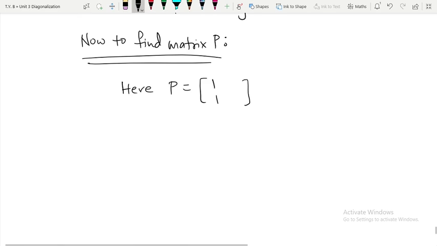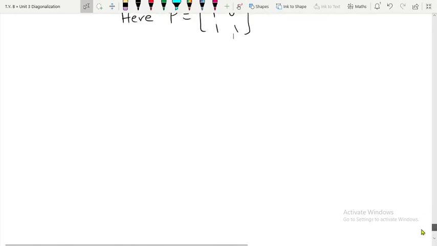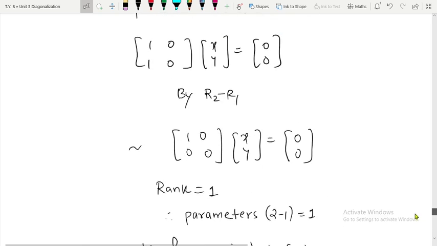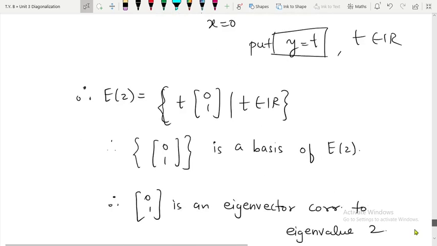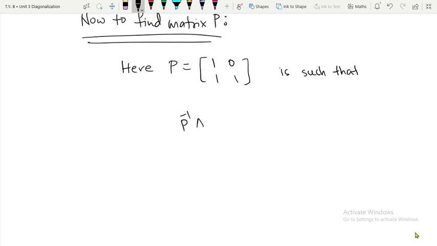I think the first eigenvector was 1 1 and the second one was 0 1. Am I right? I think so. Yeah, 0 1 and 1 1. So 1 1 is corresponding to eigenvalue 1, I guess. So here P is such that P inverse AP is equal to the diagonal matrix, and since 1 1 is corresponding to 1, I should have the A11 entry as 1, then 0 0, and it should be 2, and I will call it some D matrix.